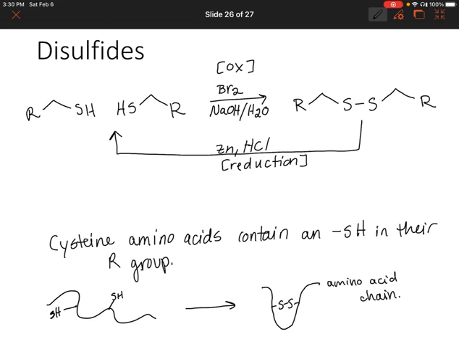All right, and certain proteins need to have specific shapes in order to perform their functions. So for instance, enzymes need to have a particular shape so that they can hold on to molecules and help them react or break apart. So these disulfide bonds can help with that.